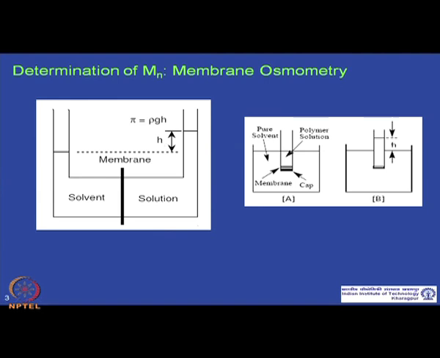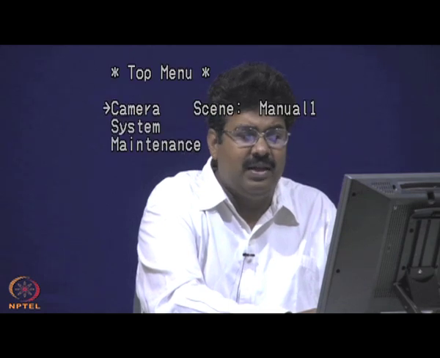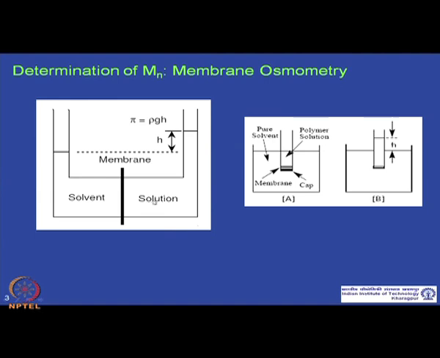Now, as we are discussing, the solvent chemical potential is higher for a pure solvent than in the polymer solution. So, the osmosis happens.